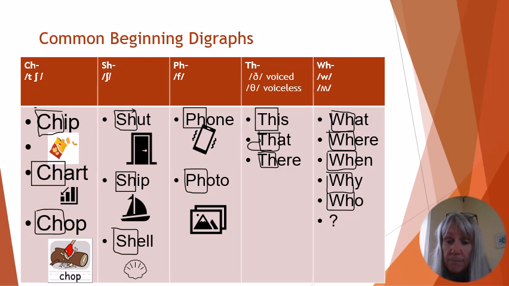In shut, because it's one sound and my grapheme consists of 2 letters, I put the sound box around both the S and the H because I'm representing one sound. Ship. I put the box around the S and the H in ship because it represents one sound. Shell. I found a shell on the seashore. Shell, S-H. The box goes around the S-H. 2 letters, 1 grapheme, 1 phoneme.